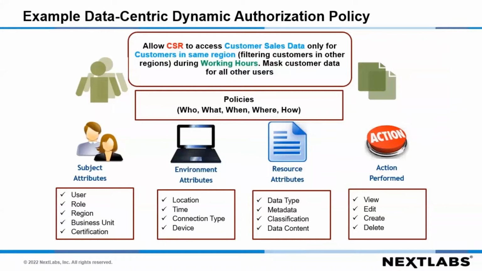We're combining those with environmental attributes. So the location that the data is residing in, the time that it's being accessed, the location of the user, where they're accessing it from, what network they're accessing it from, what type of connection they have, what type of device, factoring all of those in to make sure that you don't have valid credentials that have been compromised and are being used halfway around the world from where that user is expected to be.